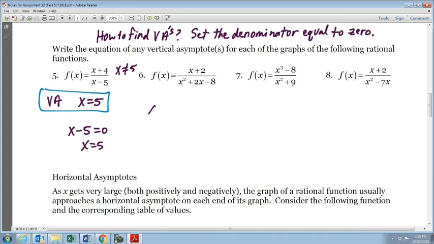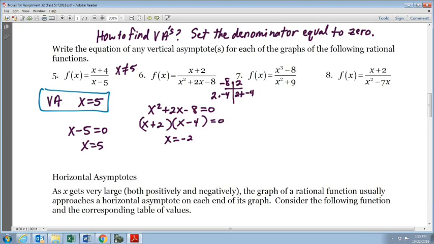So on number 6, let's go ahead and do that. We'll set our denominator equal to 0. And let's see, we're going to have to use the AC method here. We can take the shortcut because that is a 1x squared. So we need two numbers that multiply to negative 8 and add to 2. That's going to be 2 and negative 4. And so let's go ahead and plug those numbers in. So you can see that x equals negative 2 and x equals 4 are going to be our restricted values.